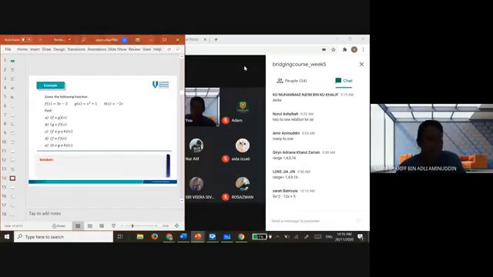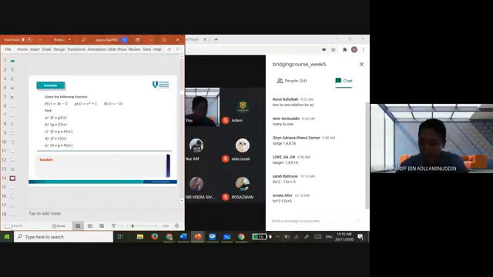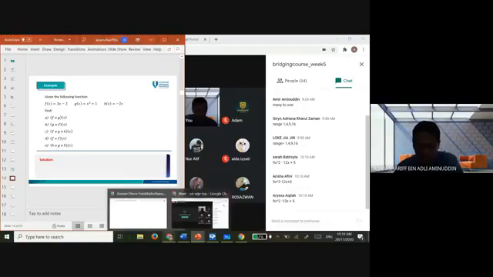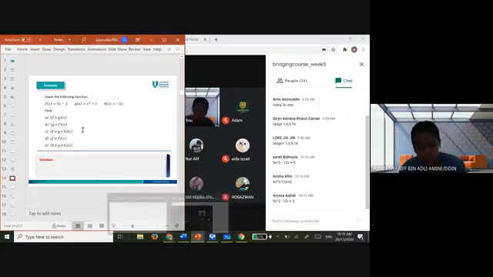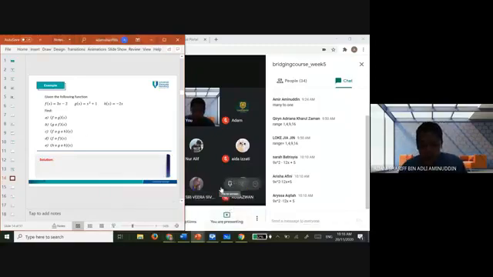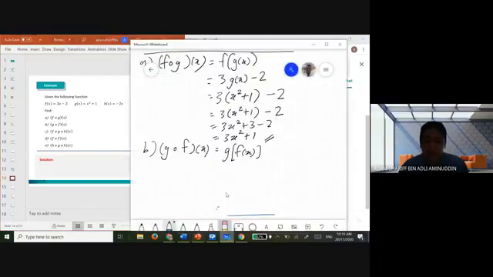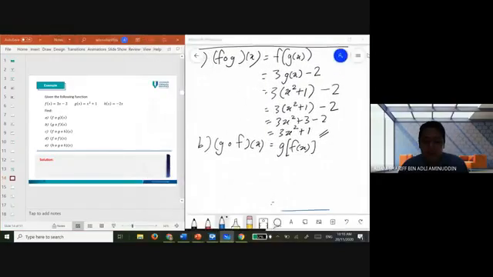Okay, Sarah Batrisha menjawab kat sini. Saya tulis, saya lock jawapan dia dulu. Arisa Afilah menjawab yang jawapan yang sama. 9x kuasa 2 tolak 12x tambah 5. Okay, dua orang dah menjawab. Saya cuba cek jawapan. Thank you Arisha dengan Arisa. Bukan adik-adik kan? Okay. They give the answer which is 9x squared minus 12x plus 5.